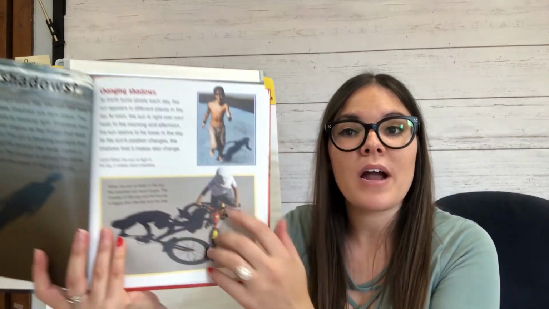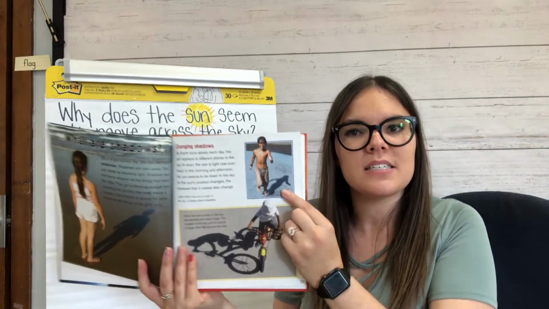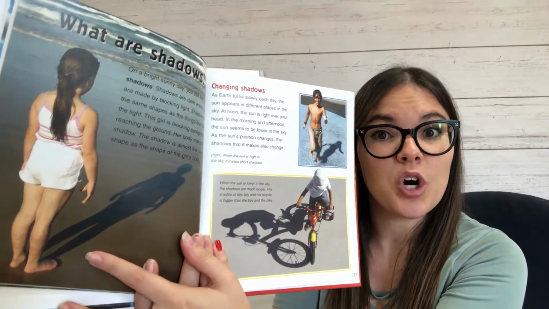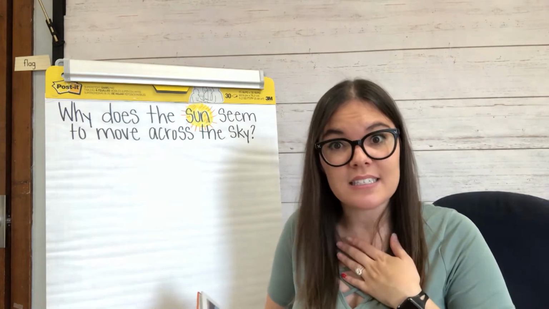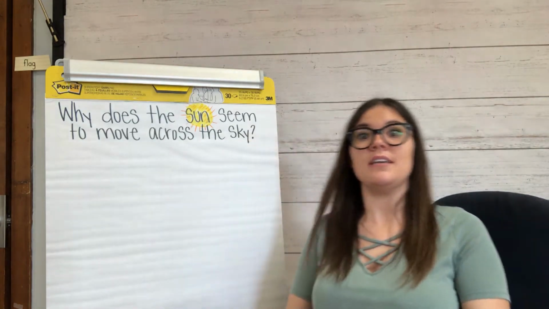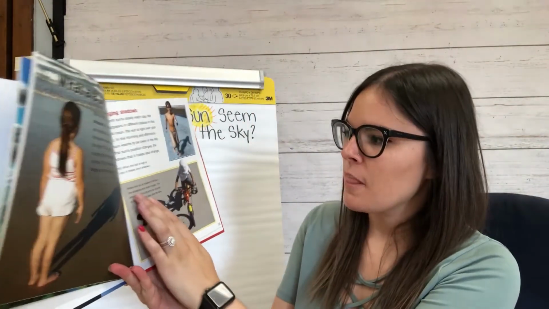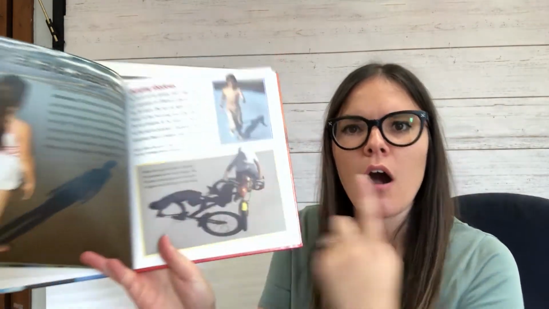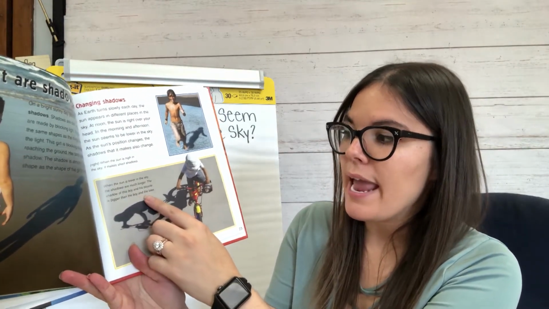Oh, so that's why this boy's shadow is really little. It's probably because the sun was in a different spot in the sky from when this picture of this little girl was taken. And again, it's not the sun that's moving, it's us. We're actually spinning right now. Do you feel dizzy? Let's read this one about this cool bike picture. When the sun is lower in the sky, the shadows are much longer. The shadow of this boy and his bicycle is bigger than the boy and the bike.